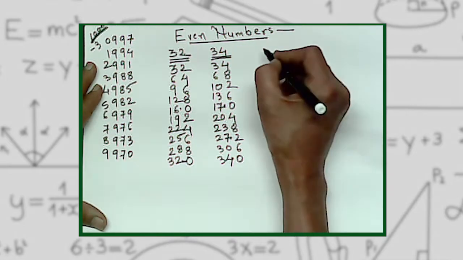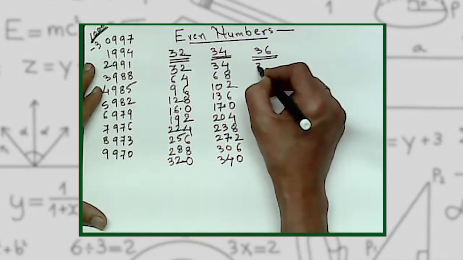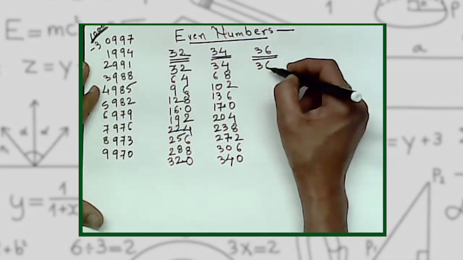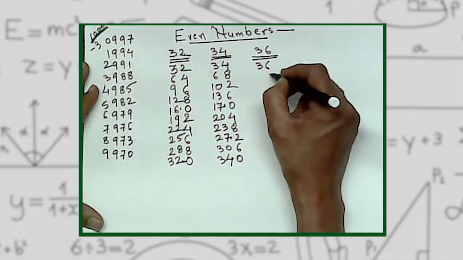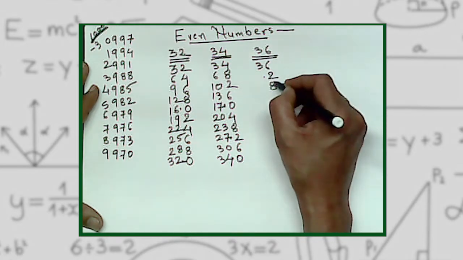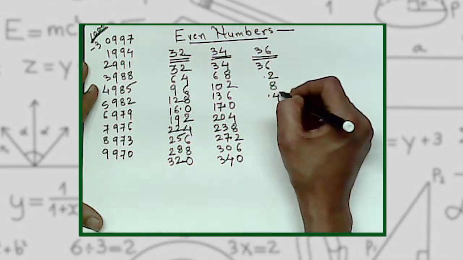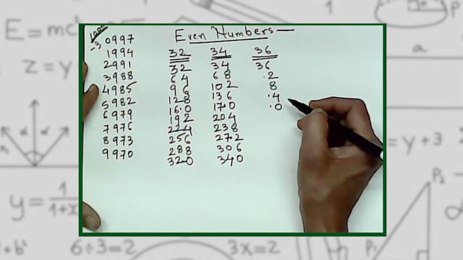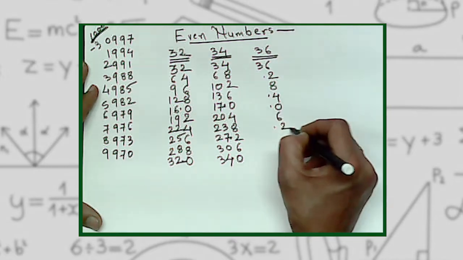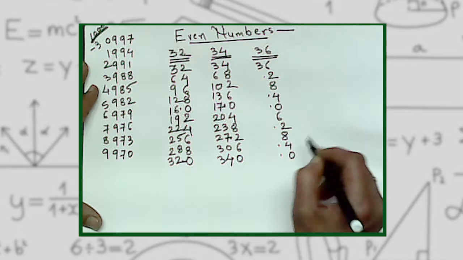Now the next table, of 36, having units place as 6. Again the same method: 6 plus 6, 12, so .2, 6 plus 2, 8, 8 plus 6, 14, 6 plus 4, 10. As it is an even number, we can repeat this series again: 6, .2, 8, .4 and .0.